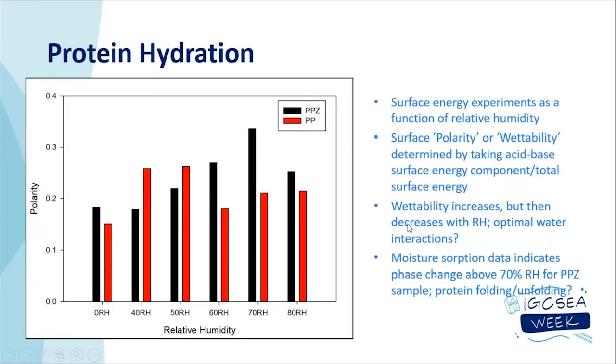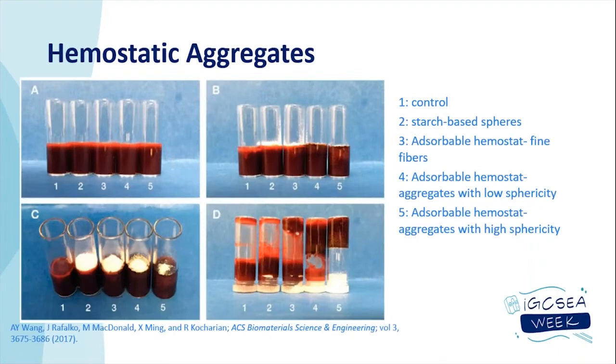Okay, in another study, a paper published by a group at Ethicon, we were involved in measuring the surface energy of different aggregates that are used as blood clotting agents. These are basically either starch-based or other hemostats that can affect blood coagulation and blood clotting for wound care.